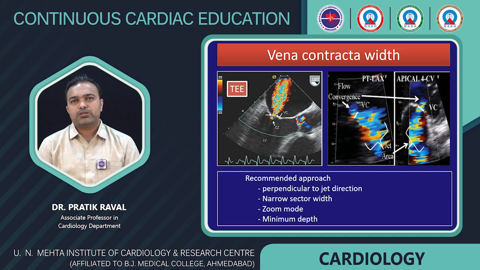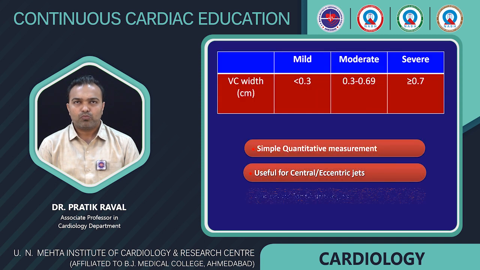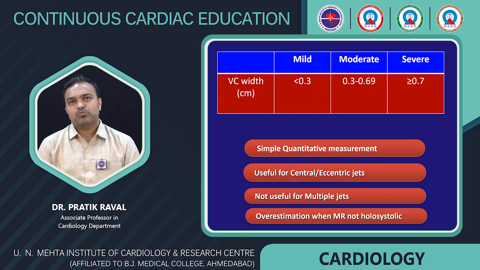So vena contracta is usually measured in the parasternal long axis or apical 4-chamber view. It is measured perpendicular to the regurgitant jet. The color flow sector should be kept as small as possible so as to obtain better resolution, and zoom mode can also be used. When the VC width is more than or equal to 7 mm, the MR is considered to be severe, and with mild MR the VC width is less than 3 mm.